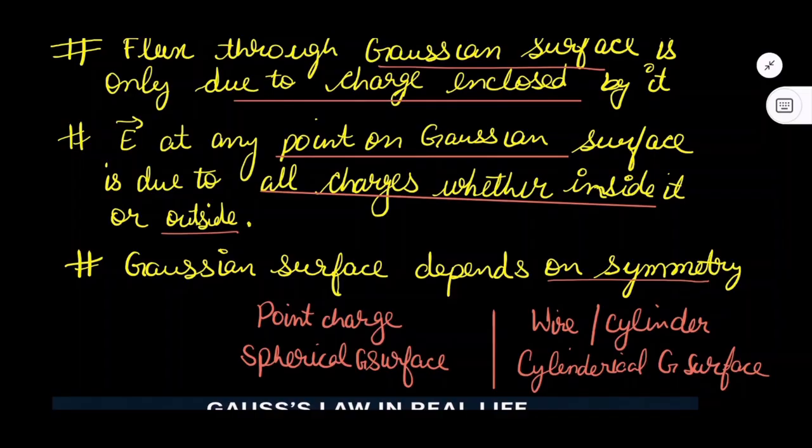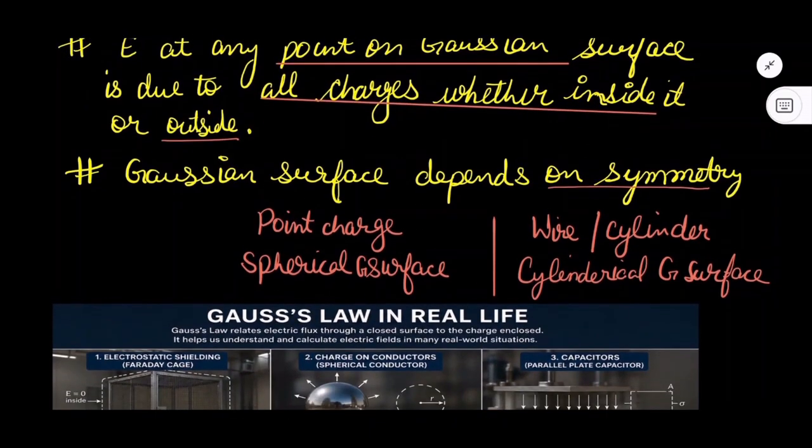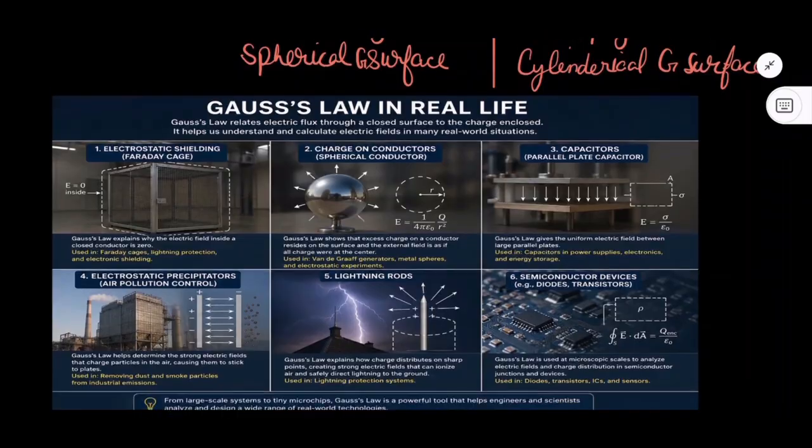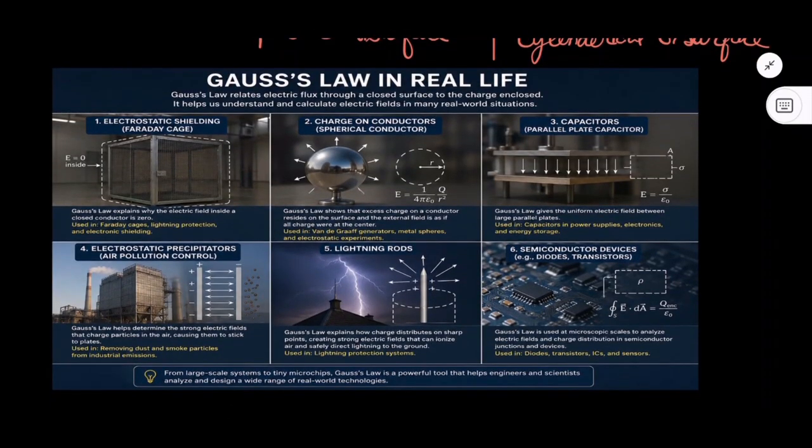So as we now have an idea of the Gauss law and the Gaussian surface, now we'll see the applications of the Gauss law. For the applications we will have some derivation part. So in order to understand that, we must first see the Gauss law in our real life, that is, where the Gauss law is actually applicable.